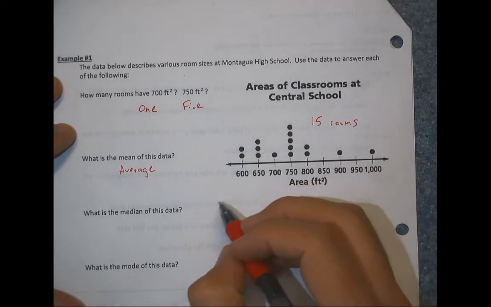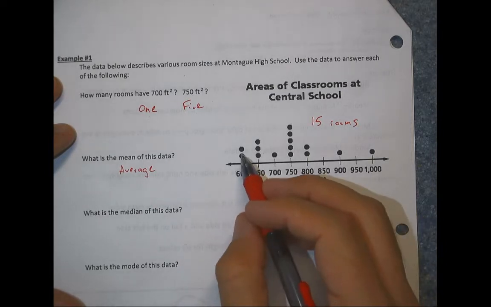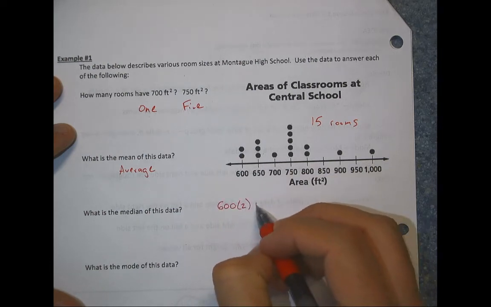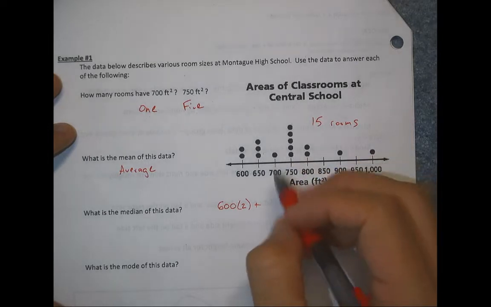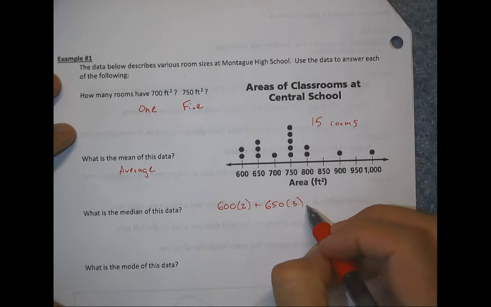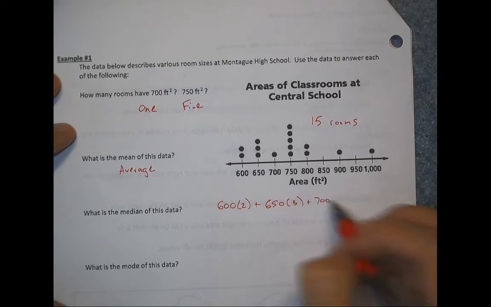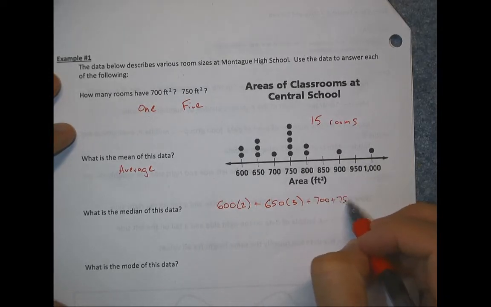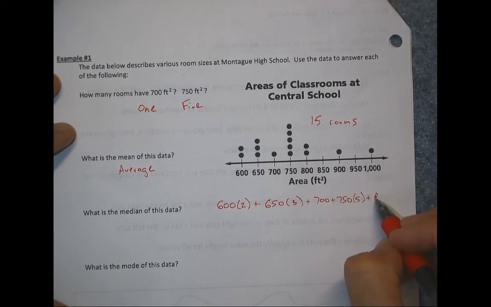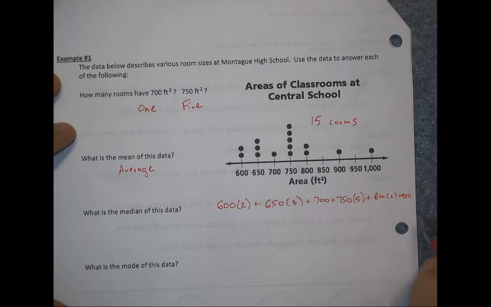Instead of doing 600 plus 600 plus 600, repeated addition is like multiplication. So I could do 600 plus 600, but I could also do 600 times 2. I could put 3 650s or just say that it's times 3. Only one 700. 750s, we said that there are 5. 2 800s. 900, just one, and I'm running out of room here, but I will add it in here, 1,000.